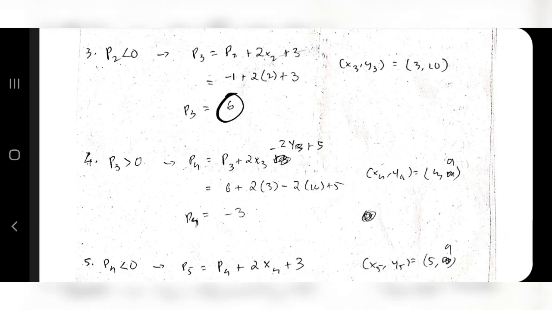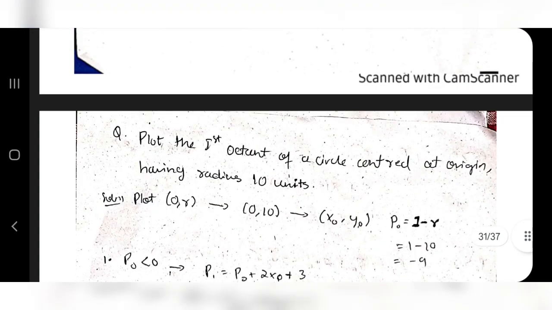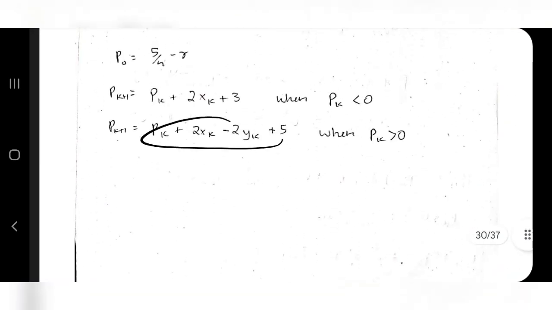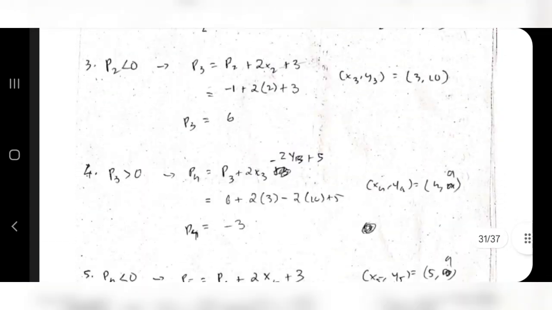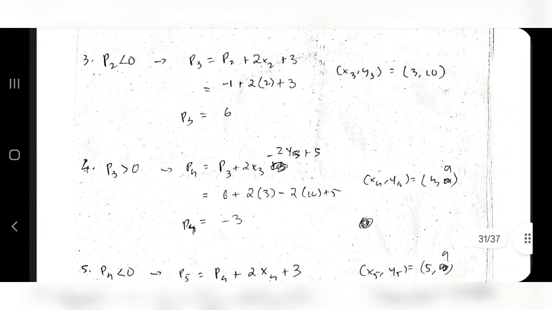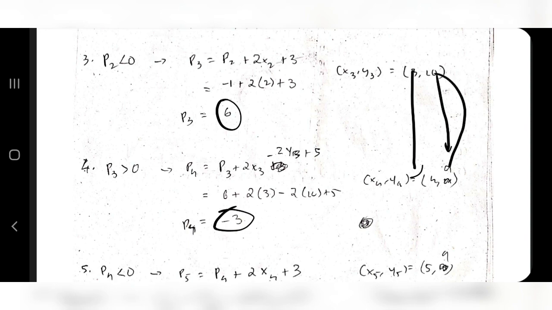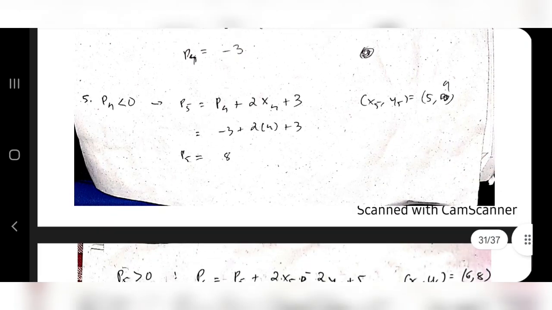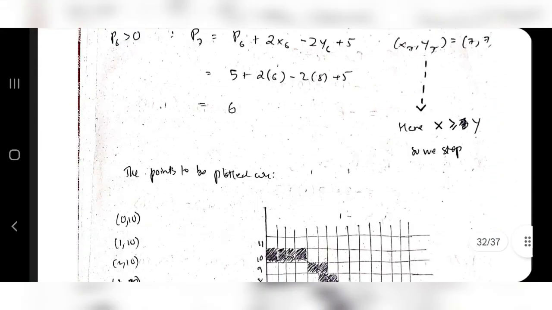Okay, if you got a positive value here, what does that mean? Use the next equation. Next equation means this one. This equation you have to use. So substitute those values here, and when you substitute those values, what answer you get is this one. As minus 3, since you've got a positive value, increment x as well as decrement y, so 10 will become 9 here. Okay, like that you'll keep on going until you reach the equal value.